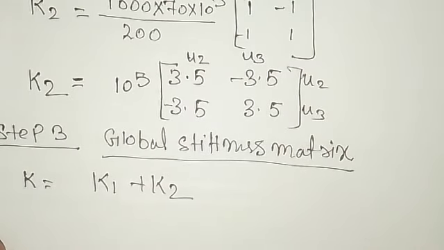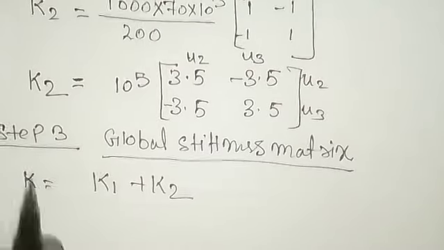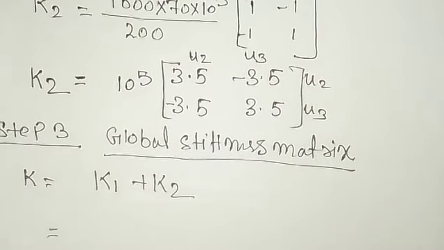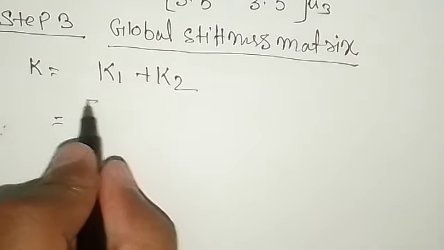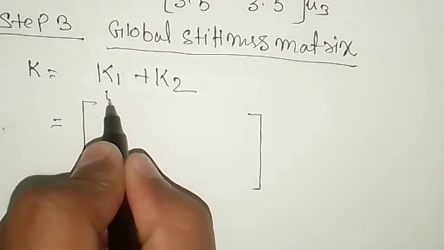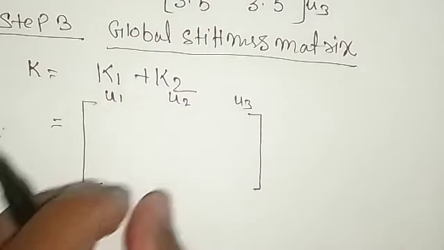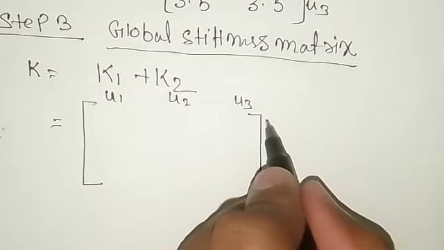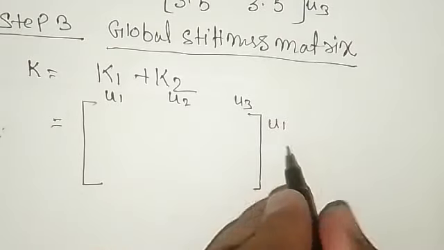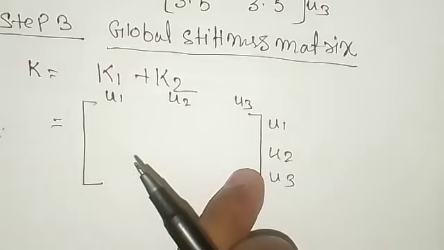Why? Because of the number of nodes. How many nodes are there? The size of the matrix will be the same as the number of nodes. Here there are 3 nodes in the given problem, so the size of the matrix will be 3 by 3. So we will find the 3 by 3 matrix by addition of K1 and K2. Let's say it is U1, U2 and U3. This is column 1, column 2, column 3, and U1 row 1, U2 row 2 and U3 row 3, right?